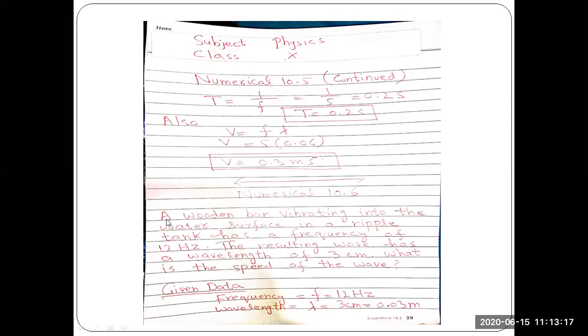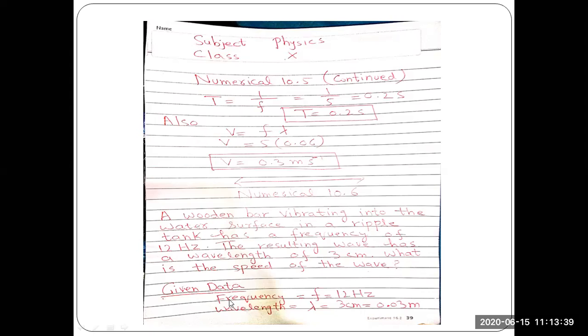A wooden bar vibrating into the water surface in a ripple tank has a frequency of 12 Hz. The resulting wave has a wavelength of 3 centimeters. What is the speed of the wave? In this numerical, we are asked to find the speed of the wave.